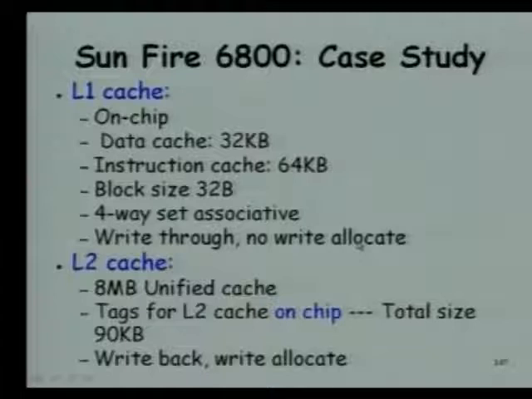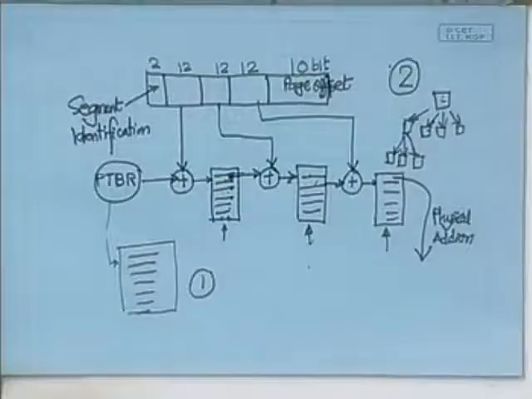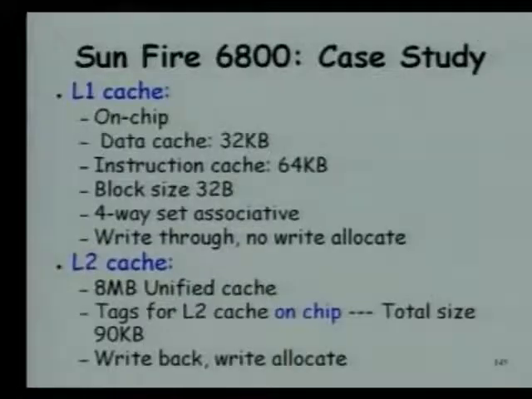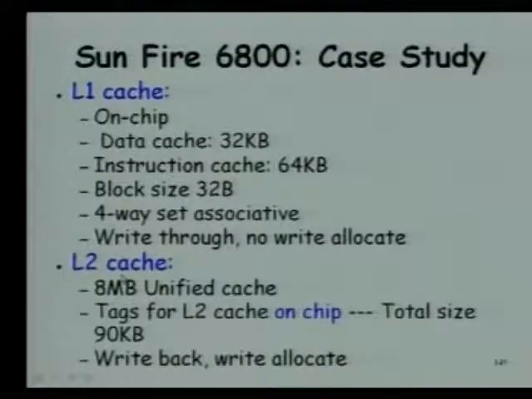Why is that? Can anybody answer this question? Why is the L2 cache write back with write allocate, whereas the L1 cache is write through with no write allocate? Exactly. I hope everybody has got the point that he is trying to tell. He says that writing to the L2 cache is less expensive, whereas if you use a write through at the L2, the memory traffic will be too much, and the latency will be too much.